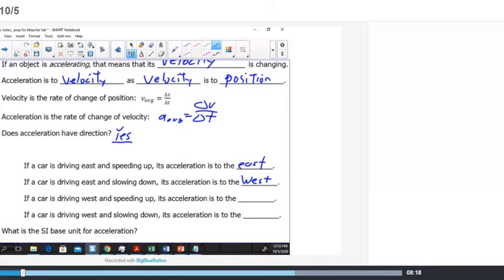I want to get you used to this idea. I'm going to be drawing little arrows like this. The arrow represents a vector. The arrow has a direction. We define to the left as always being negative. In this case, we define left being west.